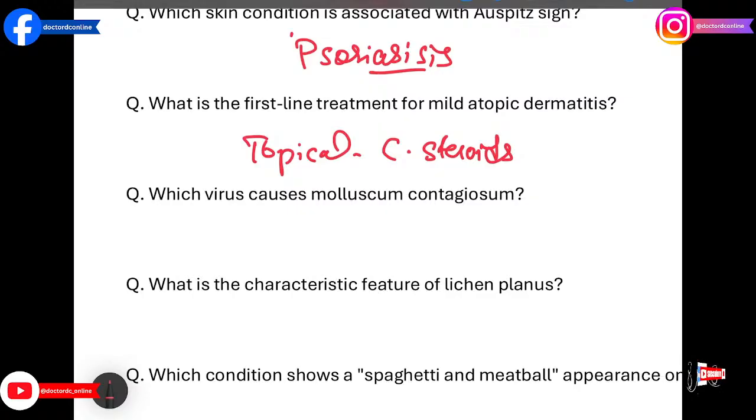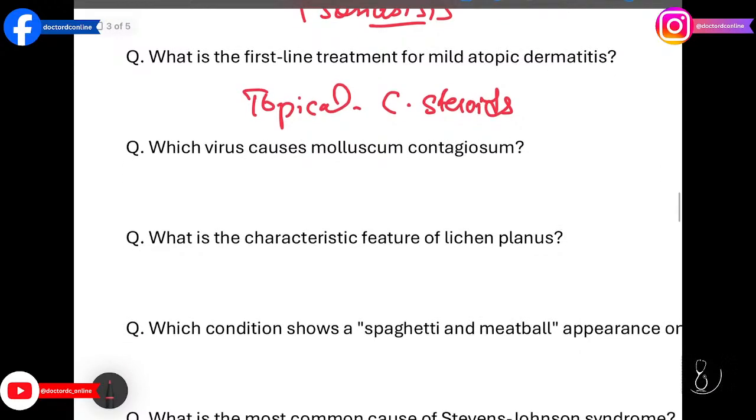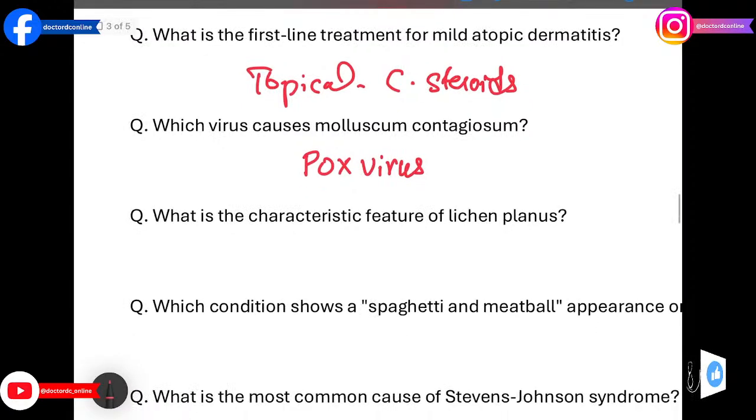Which virus causes molluscum contagiosum? Pox virus. Pearly umbilicated papules are characteristic of this benign infection.